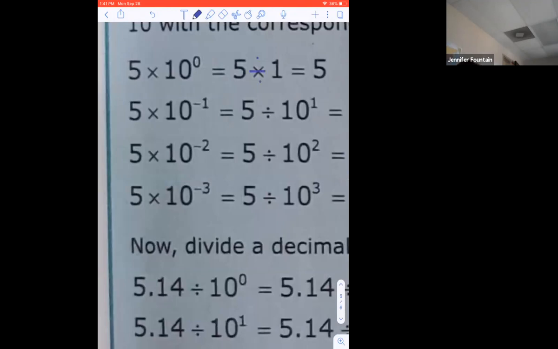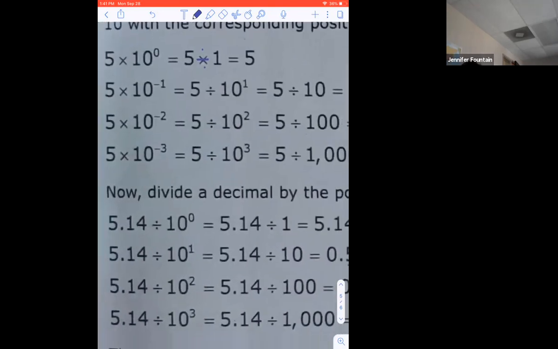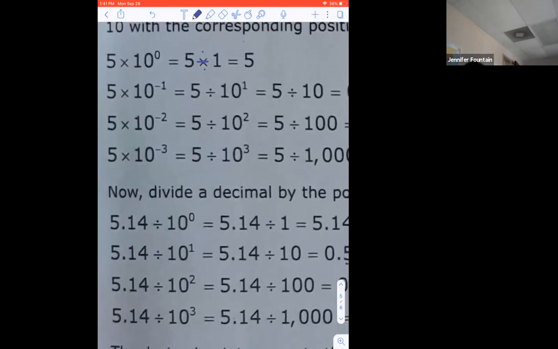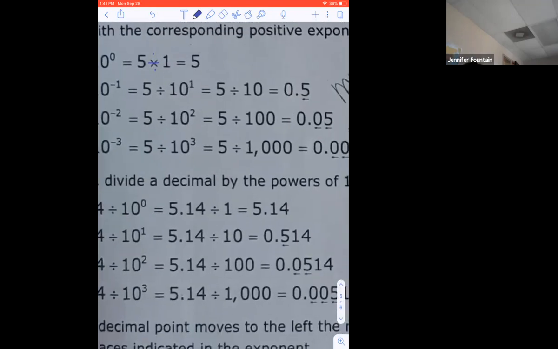5 times 10 to the first is the same as 5 divided by 1. 5 times 10 to the negative first is the same as 5 divided by 10 to the first. 5 times 10 to the negative second is the same as 5 divided by 10 to the second. And 5 times 10 to the negative third is the same as 5 divided by 10 to the third. Okay, so basically they said if I have 5 divided by 10 to the first, that's the same as 5 divided by 10. So that becomes my decimal 0.5.